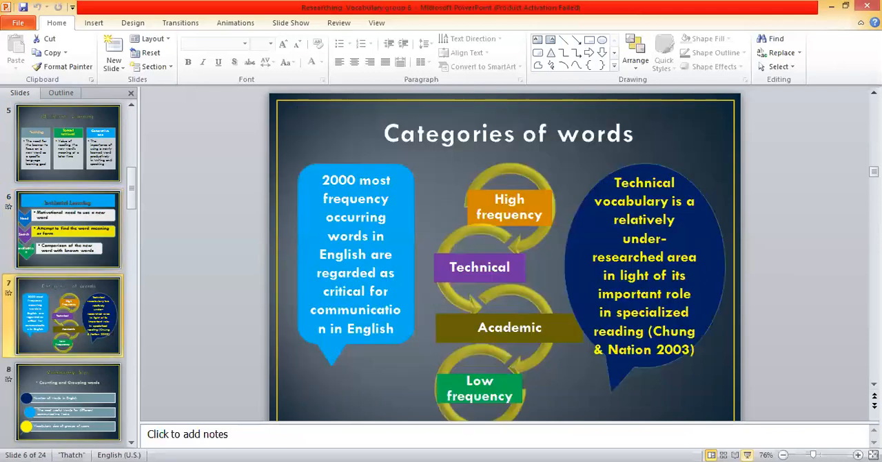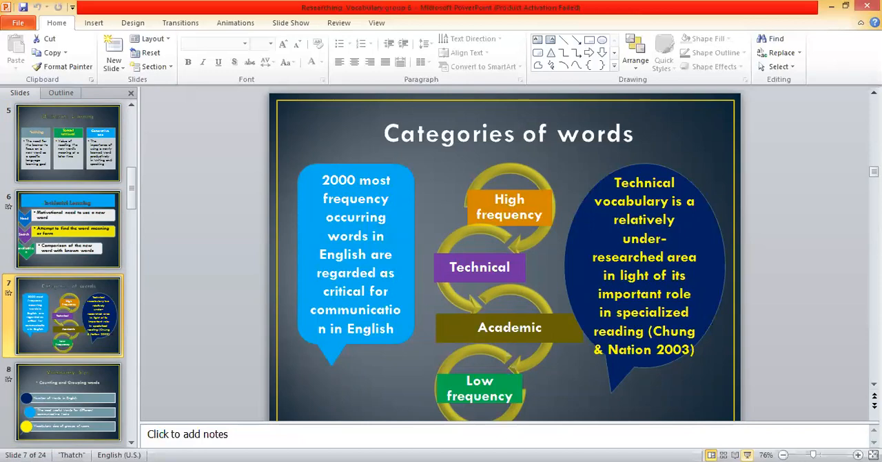The next important thing a researcher has to think about in researching vocabulary is categories of words. Usually we divide them into four things. First, we have words of very high frequency, in other words, the words that are used very often. The next one is technical. That means words we use in a certain situation in the workplace, like for engineering, related to that situation.